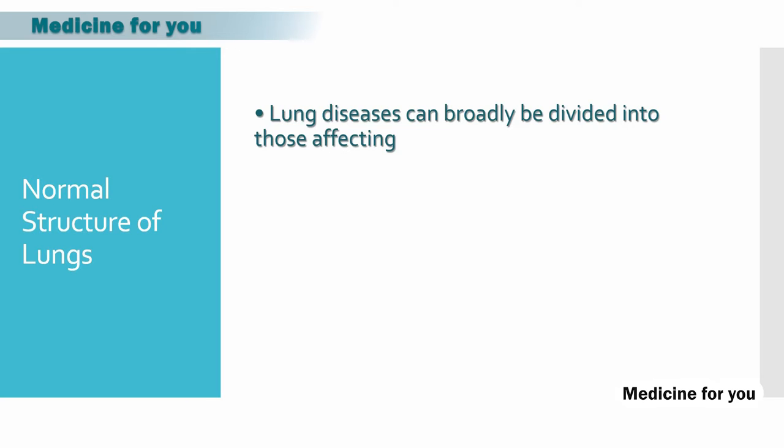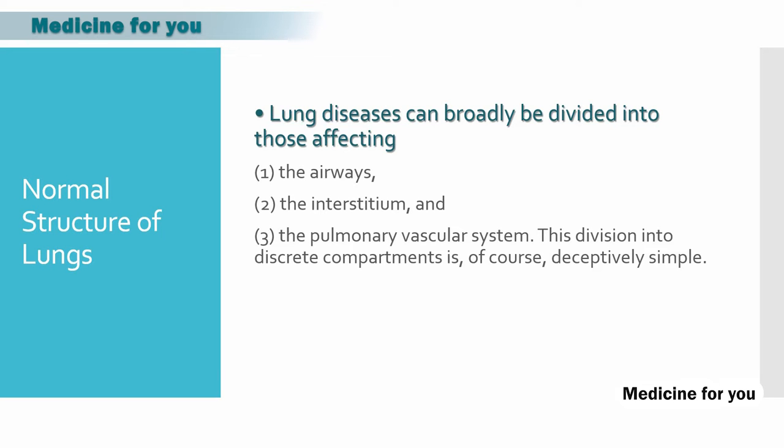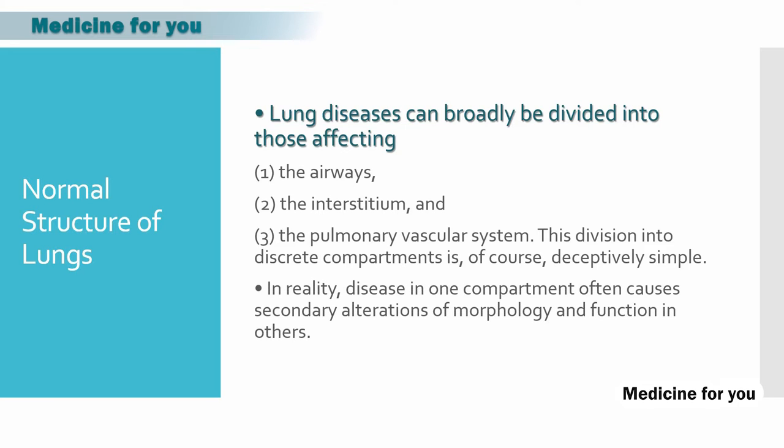Lung diseases can broadly be divided into those affecting the airways, the interstitium, and the pulmonary vascular system. This division into discrete compartments is, of course, deceptively simple. In reality, disease in one compartment often causes secondary alterations of morphology and function in others.